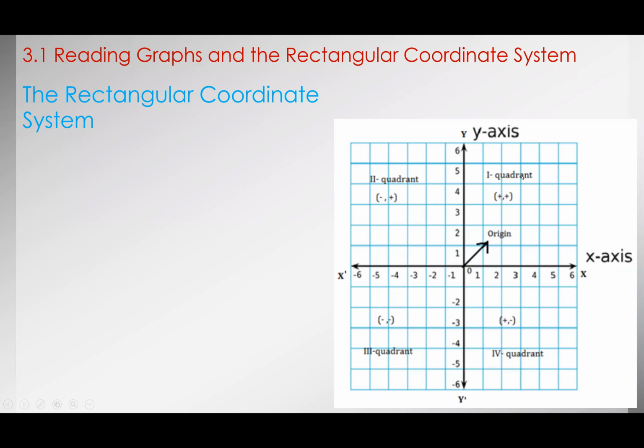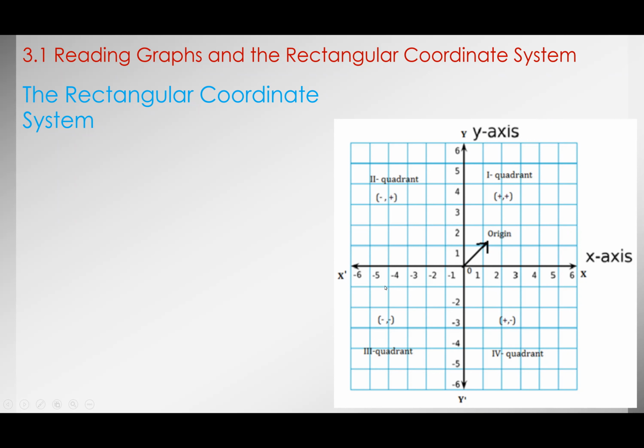Because the x and y axes intersect, we have 4 different regions. These 4 regions we call quadrants, starting with quadrant 1. They go counterclockwise: quadrant 1 here, quadrant 2, quadrant 3, and quadrant 4. If your x is positive and your y is positive, you are in quadrant 1. If your x is negative and your y is positive, you're in quadrant 2. If your x is negative and y is negative, you're in quadrant 3. And positive x and negative y, you're in quadrant 4. And in the center is your origin.